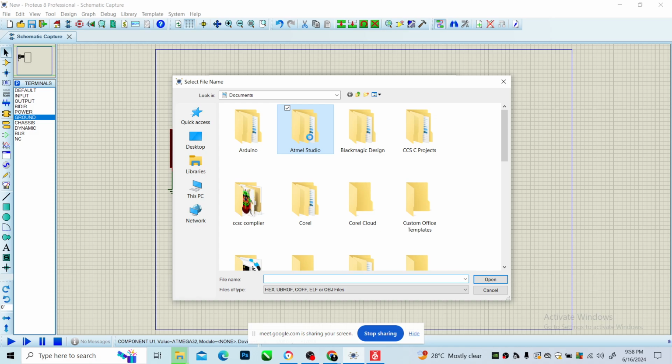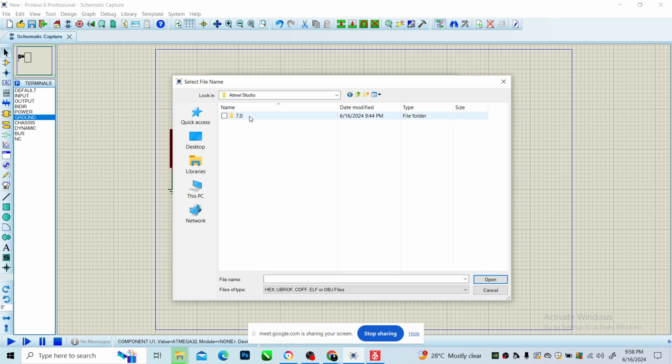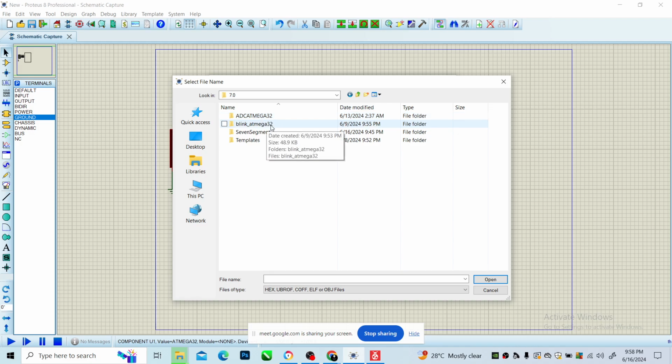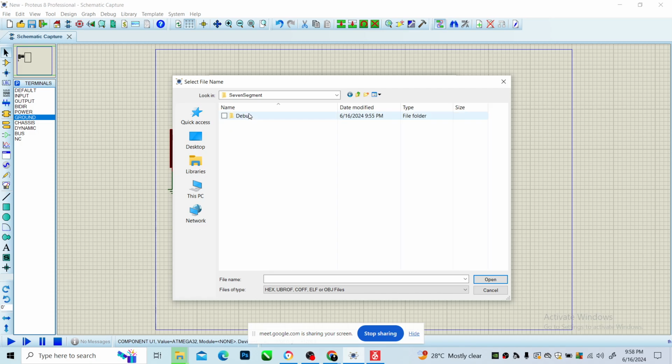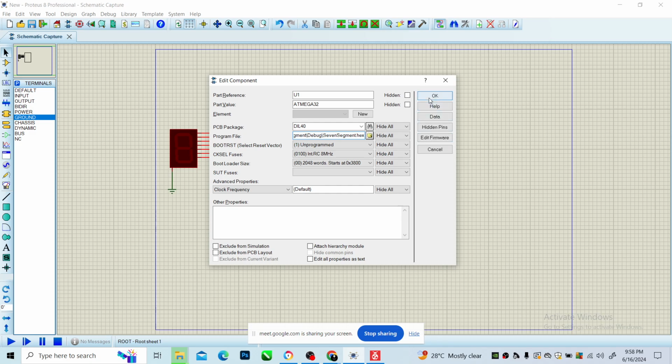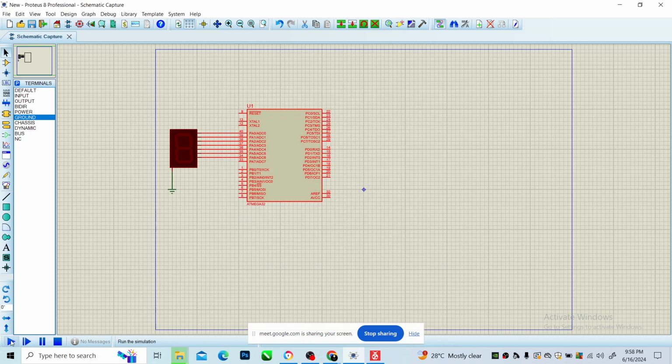So Atmos Studio, Atmos Studio is not difficult to locate. It's under your documents. Then we are on 7 segments like this. Then 7 segments and debug. Then we have the X file like that. So this, okay, then run. So that simply means that the connection was wrong. So I'll just stop it.